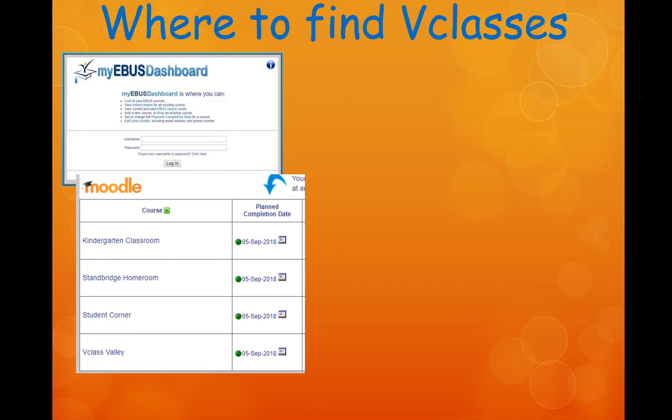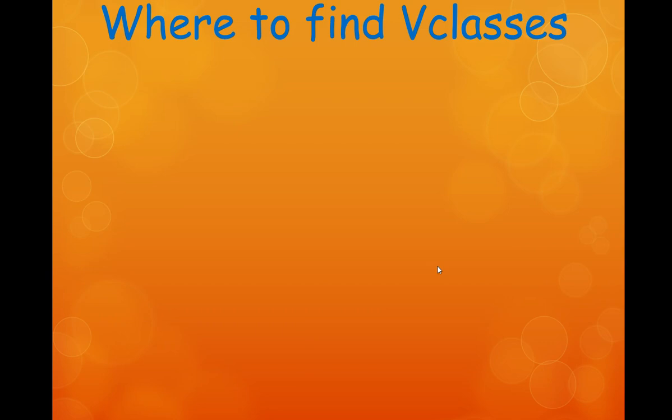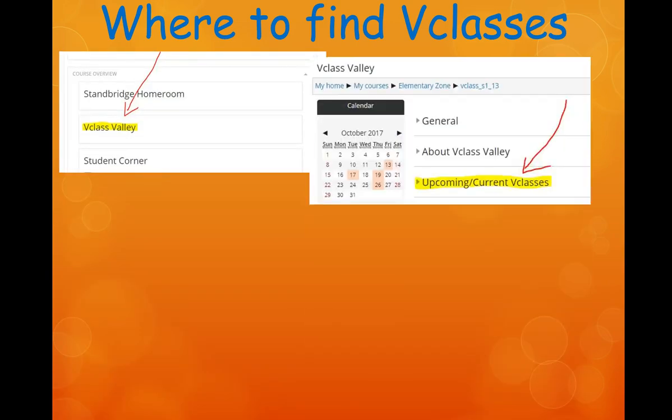Go ahead and log into your child's Moodle dashboard, EBUS dashboard, and click through from that intermediate screen that you get. Click on any of those again, and then you'll get to the main dashboard, which is sort of this green logo list of classes and courses that your student is part of. Click on Vclass Valley, and you'll come to a page that looks something like this.